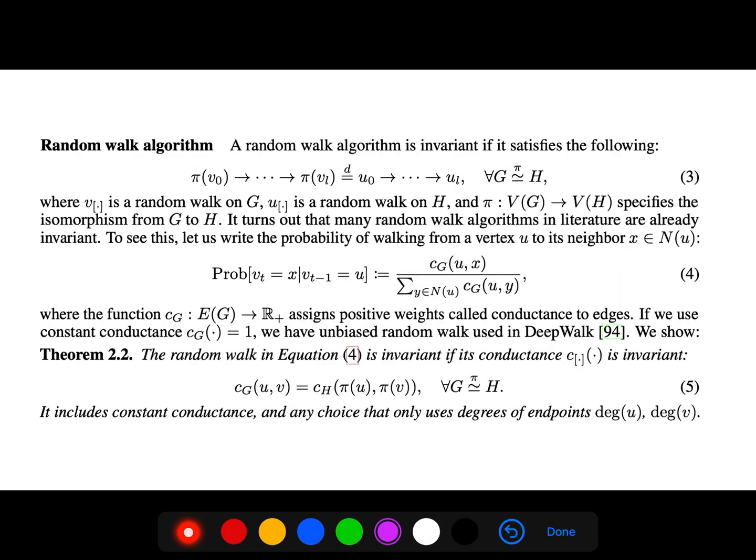So a random walk algorithm is invariant if it satisfies this. Let us write the probability of walking from vertex u to its neighbor x. And this function c sub G assigns positive weights called conductance to edges. If we use constant conductance, then it is 1. We have the unbiased random walk that is used in DeepWalk. I'll explain DeepWalk in a different video. So the theorem says this random walk is invariant if its conductance is invariant.